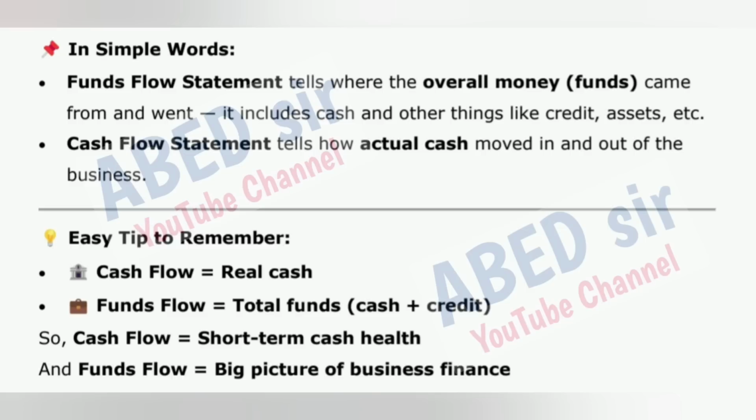Easy tip to remember: cash flow is equal to real cash. Funds flow is equal to total funds, cash plus credit. So, cash flow is equal to short-term cash health, and funds flow is equal to the big picture of business finance.